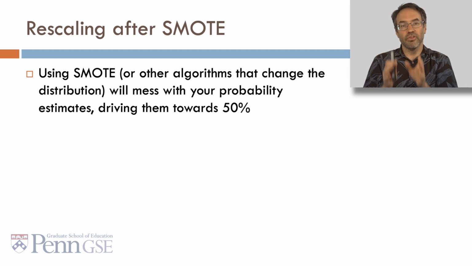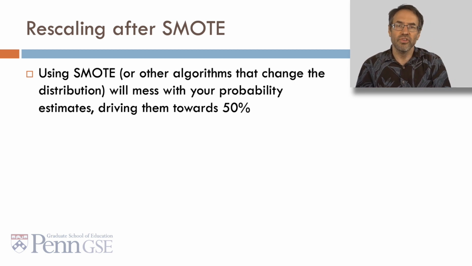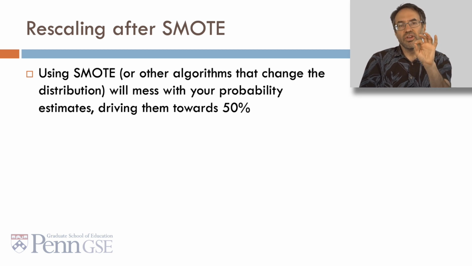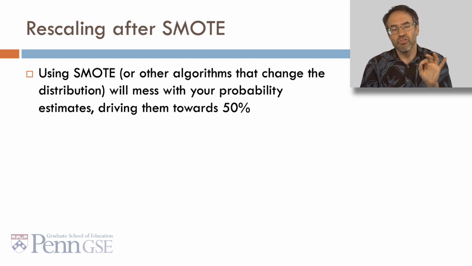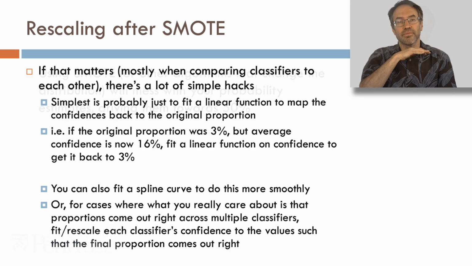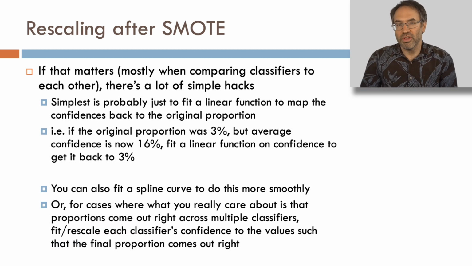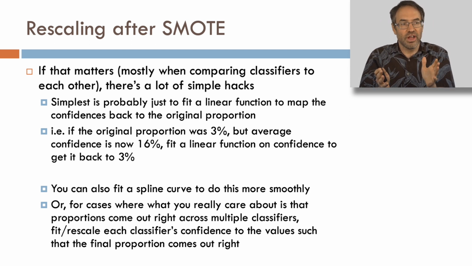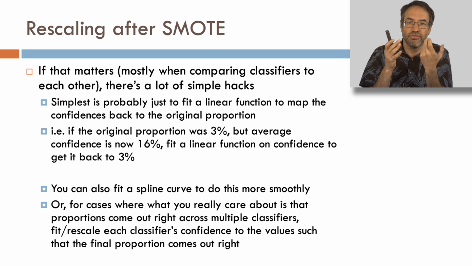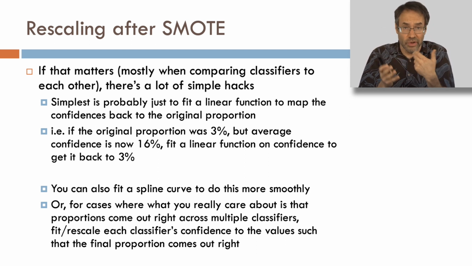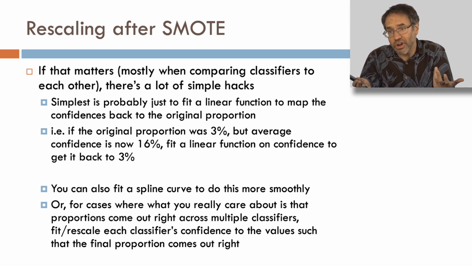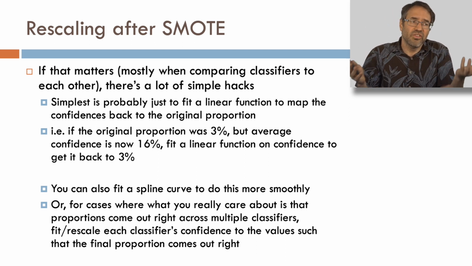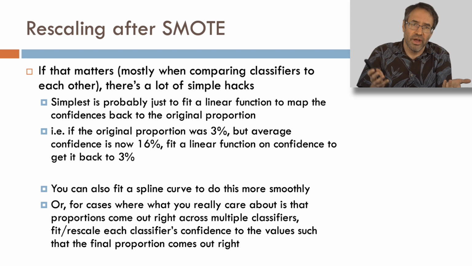Now, one note about SMOTE, and this really applies to any algorithm that changes the distribution of your training data, it's going to mess with your probability estimates, driving them towards 50%. And when does that matter? It mostly matters when comparing classifiers to each other, because if you've just got a single classifier, as long as you're not using a default cutoff, as long as you're looking at a precision recall curve to choose your cutoff, or comparing probabilities to each other within that classifier, it's all good because you've adjusted everything the same way.